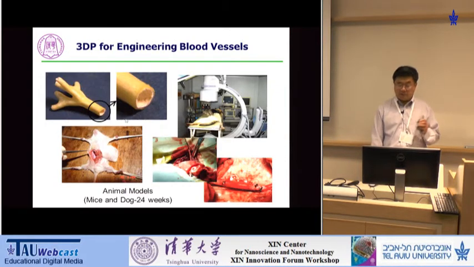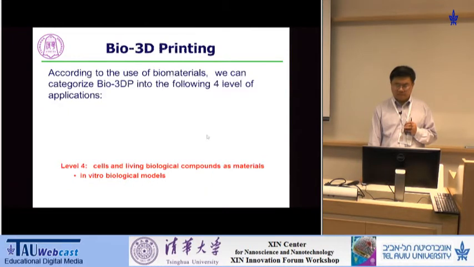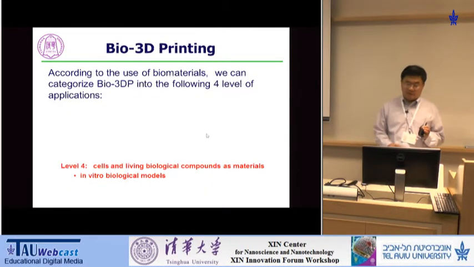And we can use that technology to design blood vessels. This is a large blood vessel, about 9 millimeter here, in a dog for 24 weeks, and after 6 months, we can still show the good viability of this blood vessel here. But those are just the first three.